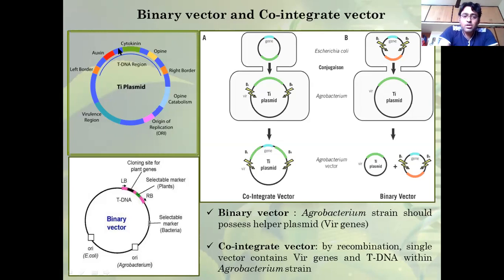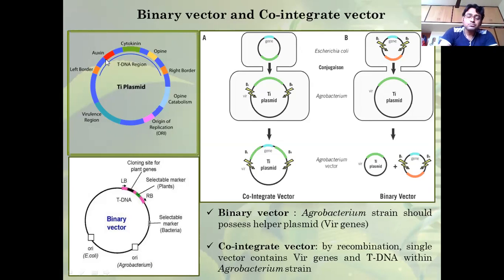So if the vector or this T-DNA carries that HPT, hygromycin phosphotransferase, or NPT, neomycin phosphotransferase, and this gene is expressed in the transgenic or transformed plant, then the HPT will be expressed, and that HPT can degrade or break the hygromycin and give the plant protection against it. So on the basis of that, we can select. This is called the selectable marker.